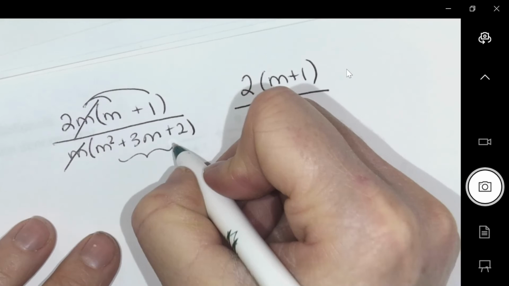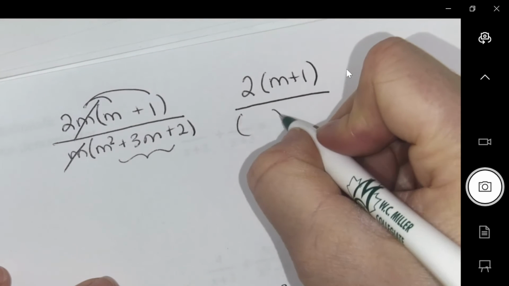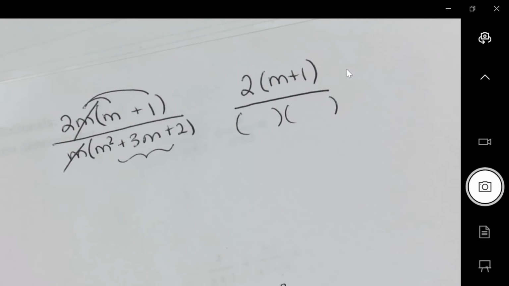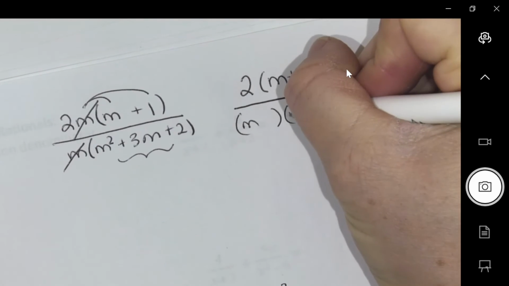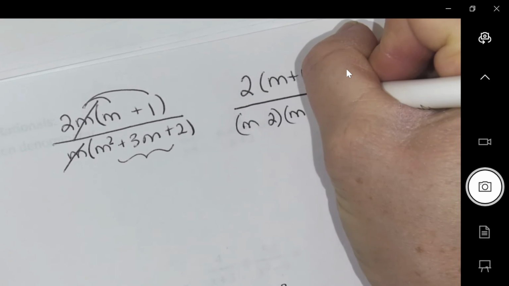Okay. And you have a simple trinomial. What am I going to do there? Simple trinomial. So that was a GCF and a simple trinomial. Multiplies to 2: M plus 2 and M plus 1. 2 times 1.